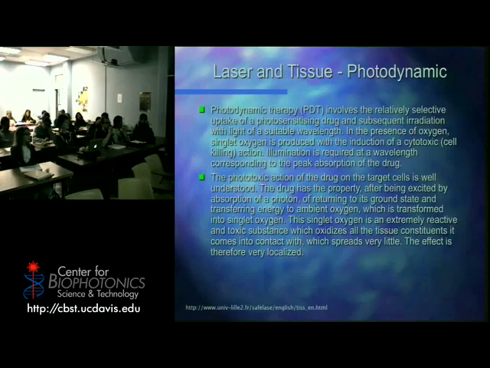So the trick here is to find a chemical substance that is both activated by a specific wavelength of light, or a range of wavelengths of light, and selectively binds the bad stuff. Okay, that's the trick. If you can figure that out, then you're fine.